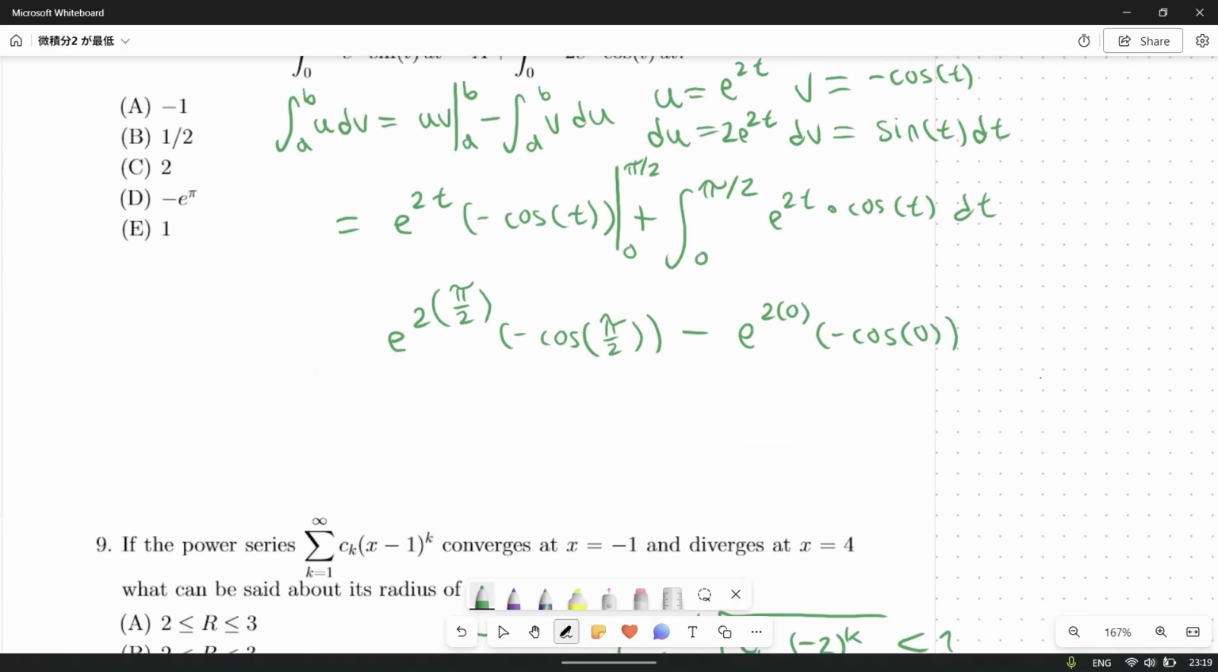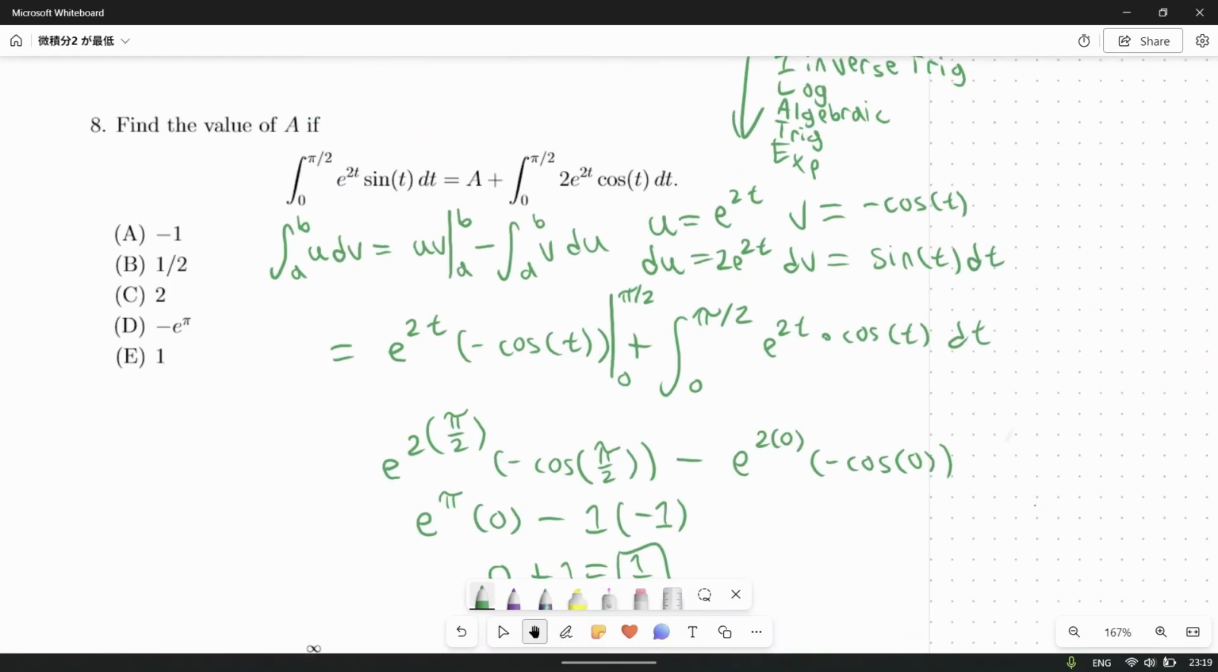And then this can simplify to e to the pi, and cosine of pi over 2 is 0, so that's going to become 0. It doesn't matter because that's going to go to 0 anyway, I just want to keep things consistent. And then this is e to the 0, so that's just going to turn into 1, and cosine of 0 is equal to 1. And since we have a negative here, it's going to turn into negative 1. And so this is ultimately going to simplify to just 0 plus 1, which equals 1.